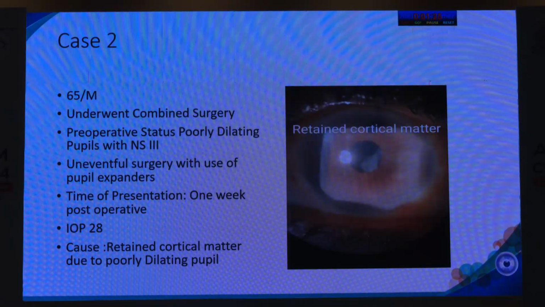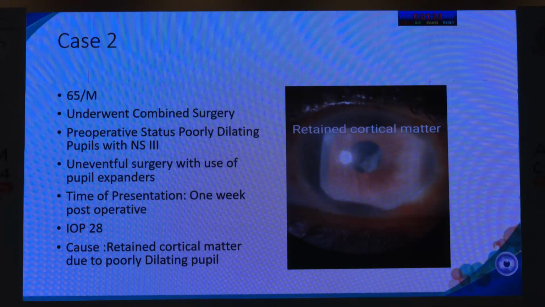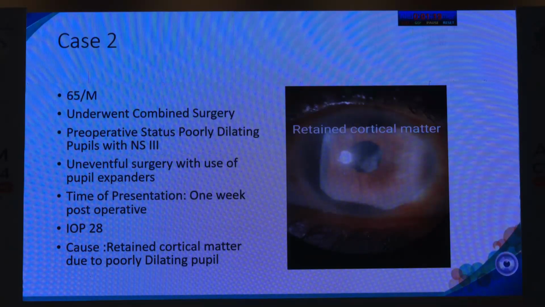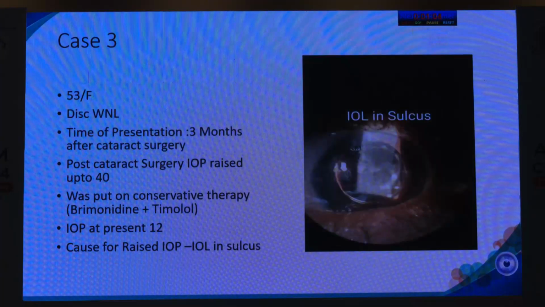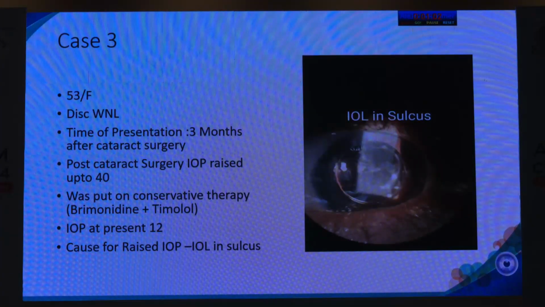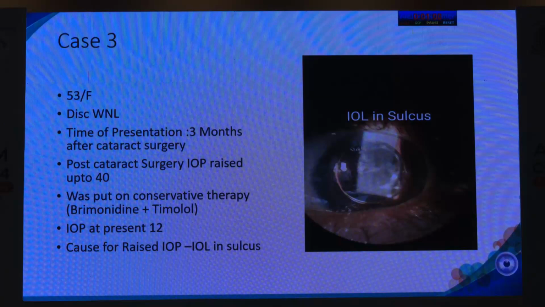Case number 2 underwent combined surgery, preoperative status poorly dilating pupils with NS3, uneventful surgery with use of pupil expanders, and then the time of presentation was 1 week post-operative, intraocular pressure was 28. The cause was detected to be retained cortical matter due to poorly dilating pupil. This was the cause. Case number 3, disc was within normal limits, time of presentation was 3 months.